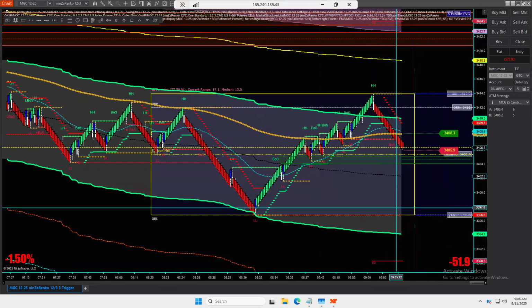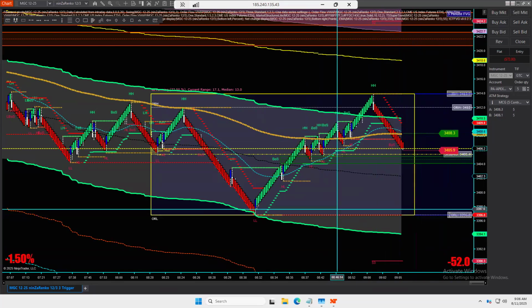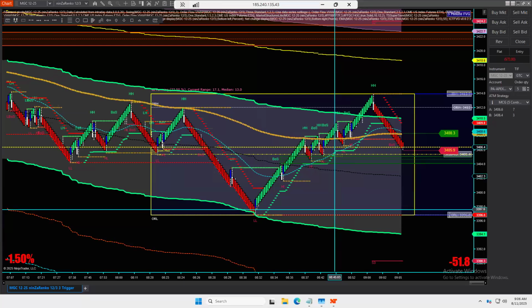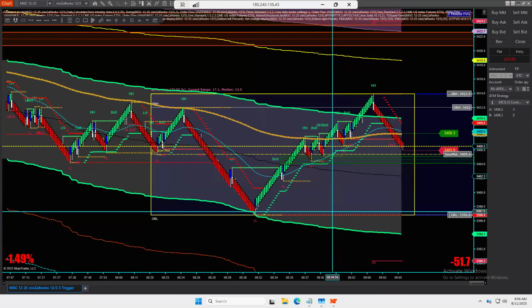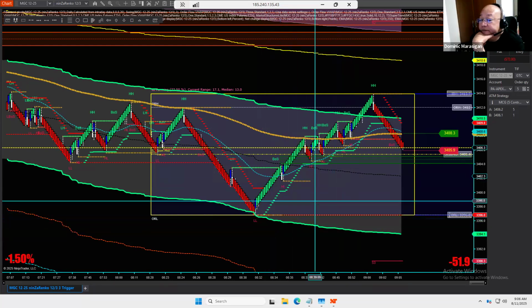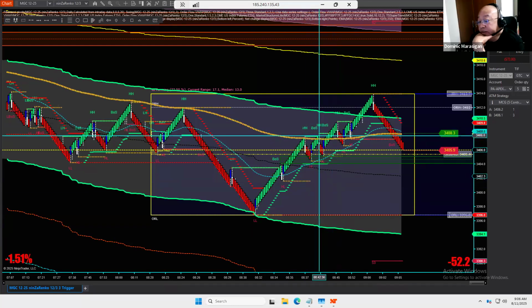Actually, quick question on that, Dom. If we see a break of structure, is that also a form of confirmation that the trend is going to continue? Well, it depends on which trend. If you have a break of structure going up, yeah, that's going to continue.